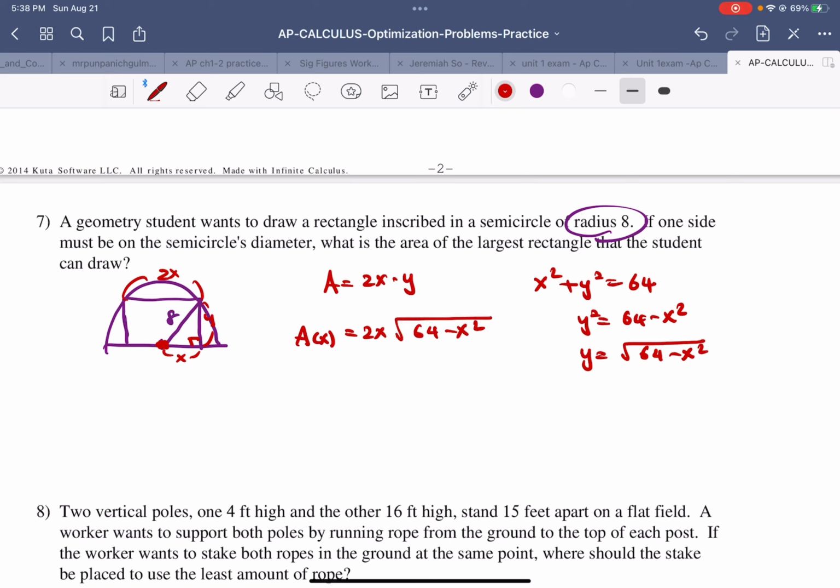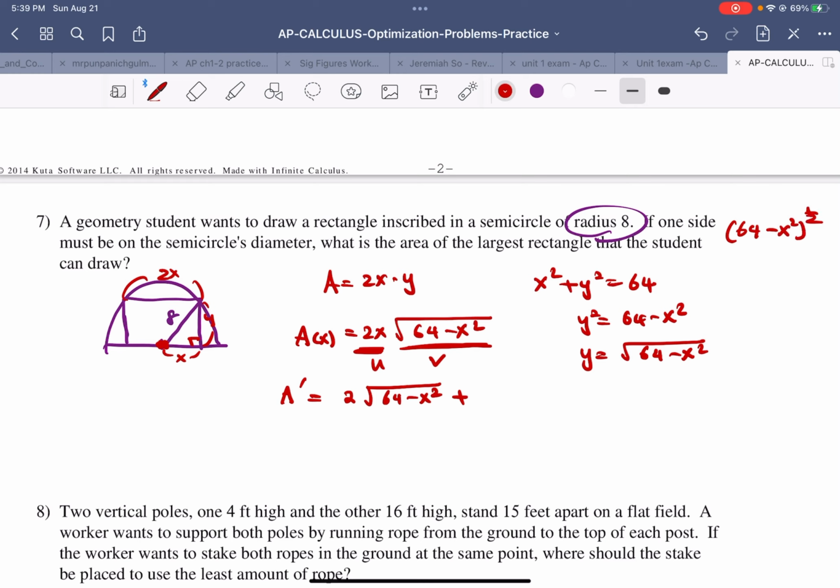So I'm going to take the derivative of this one. This one is a little complicated because that's a u v product rule. When I take the derivative to find the critical value, I need to use the product rule. So let's go ahead and do that. When you take the derivative, u prime is just 2, times v, the square root of 64 minus x squared, plus the other one. I'm going to take the derivative of 64 minus x squared to the 1/2 power.